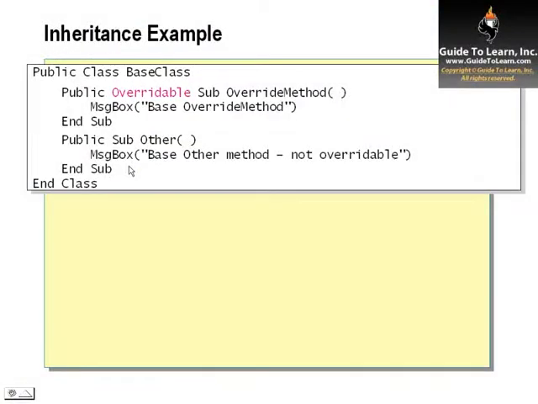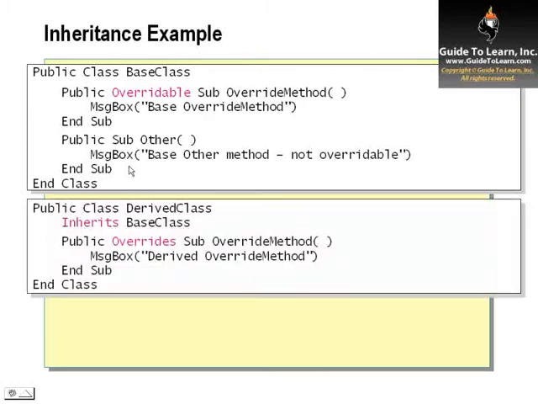Once again, let's review some of the examples. This is an inheritance example. I have a base class which has a couple of methods, one called override method, one called other method. In order to make the override method overridable, I have to specify the overridable keyword. In this scenario, if I want to take a look at the derived class, first I have to use the inherits keyword in order to inherit from the base class. And for the function I need to override, I use the public overrides keyword. And I use my own way of implementation.